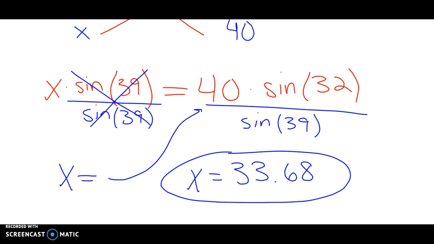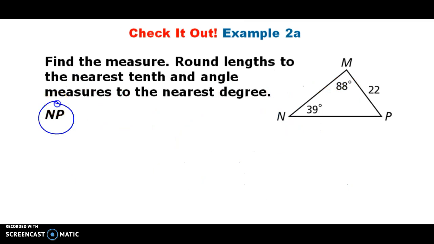Not bad. We're going to skip that. We're going to go to NP. So find, put an X on NP. Now, is that X going to go on the top of a fraction or on the bottom? We know it's going to go on the bottom. Sides always go on the bottom. So I'm going to start with that X, because obviously that needs to be in our equation.